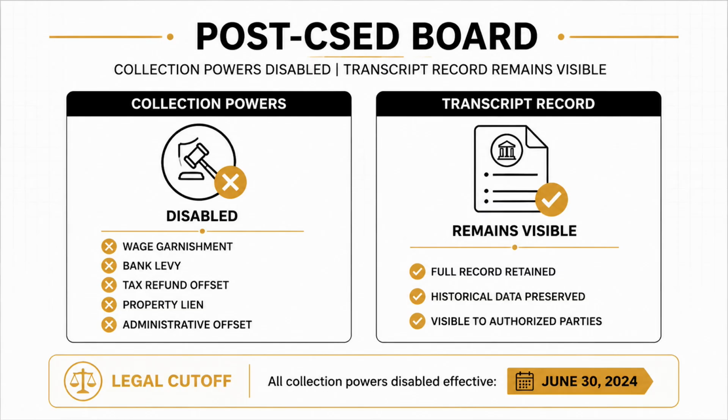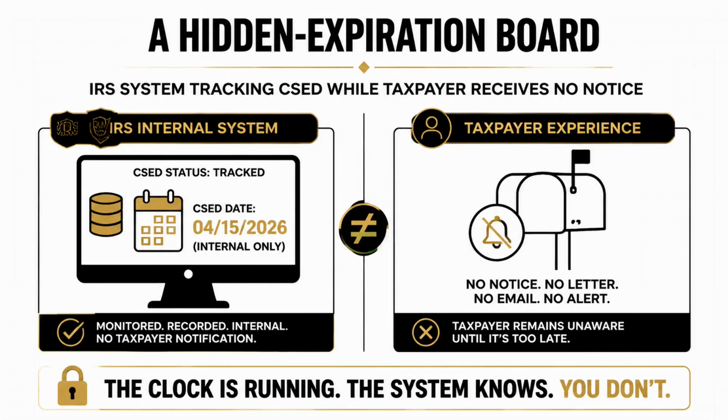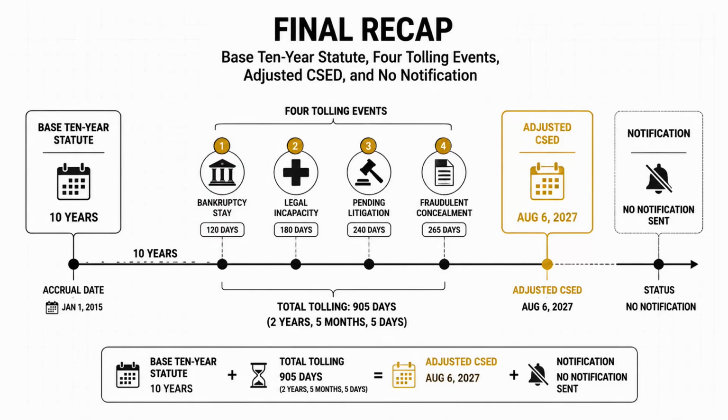And here is what finally happens when the clock does run out. When the CSED expires, the debt is legally uncollectible. The IRS cannot levy your wages. It cannot seize your bank account. It cannot proceed to court. The liability does not disappear from your tax transcript. The IRS keeps a record, but the government's legal right to force collection ends at the moment of expiration.